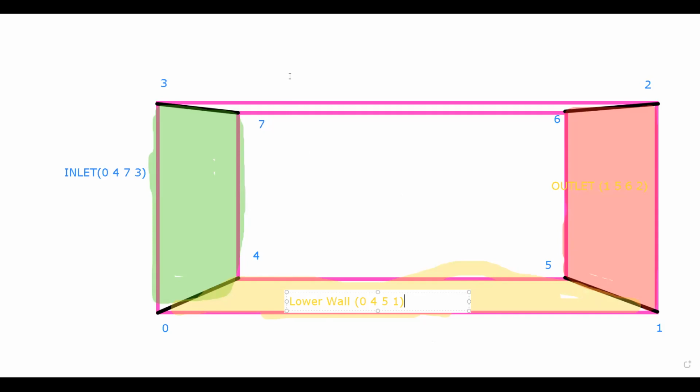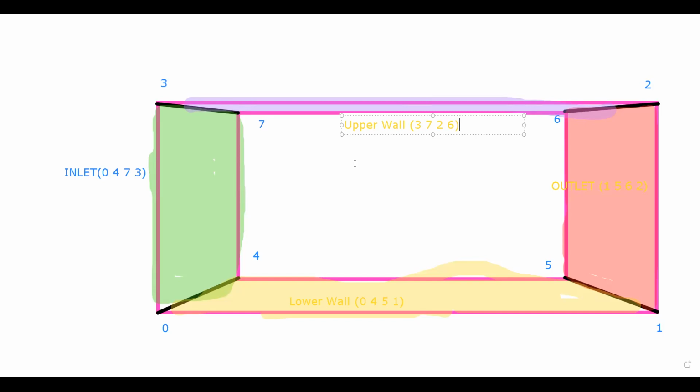Now let me color this one blue, and this is my upper wall. Let me write here for you: upper wall, blue. This is the lower wall and that is the upper wall. And what is the upper wall? Upper wall is 3, 7, 2, and 6.